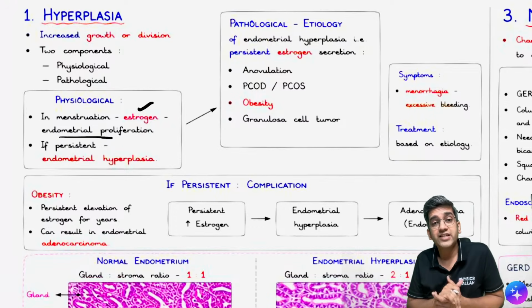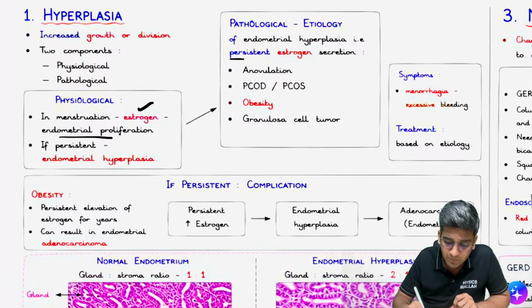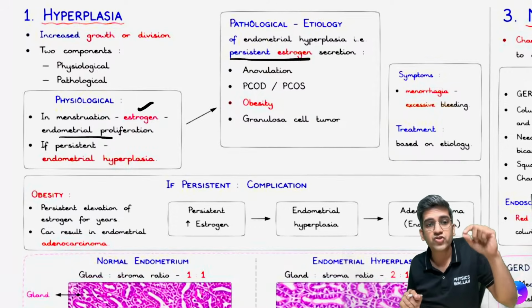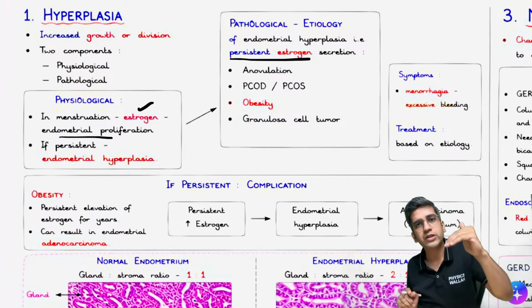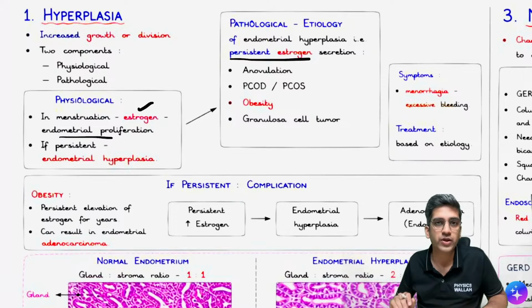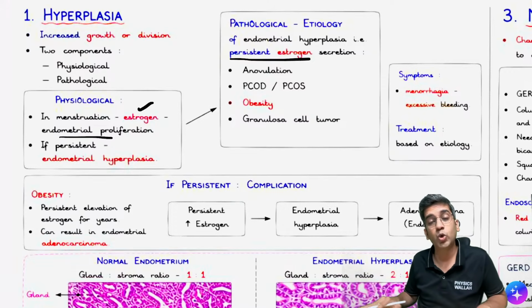So what are the causes of endometrial hyperplasia, which is pathological, right? I should have a persistent estrogen, which means when there's no ovulation, obviously estrogen will not drop, it will keep on increasing. PCOD, PCOS, they have changed the name, the metabolic syndrome and everything related to the ovary, that also will increase estrogen exposure. Obesity, it will be the peripheral conversion of fat.